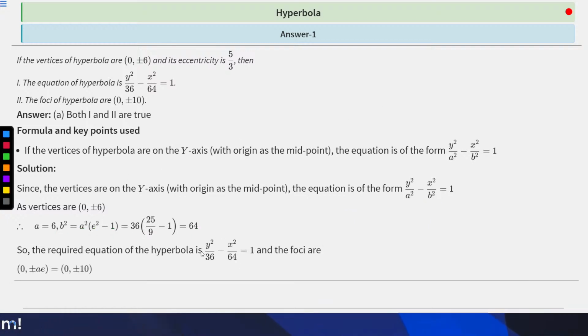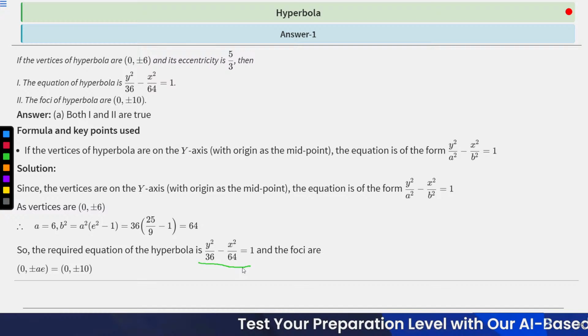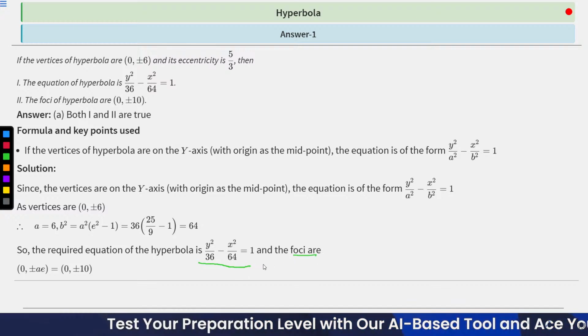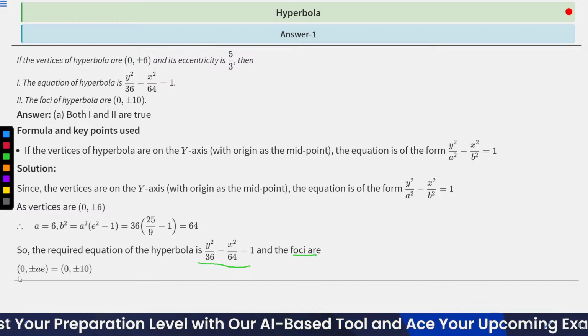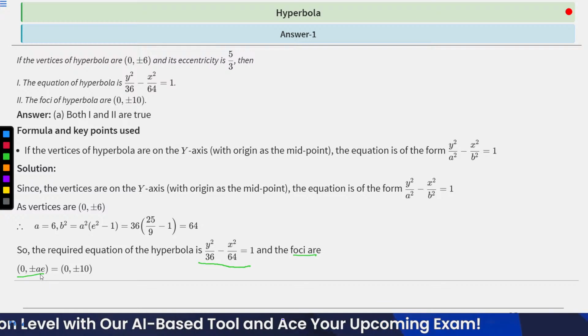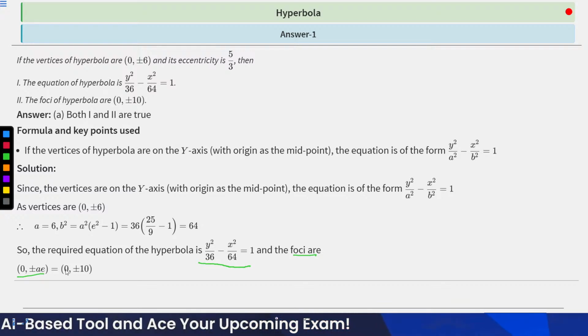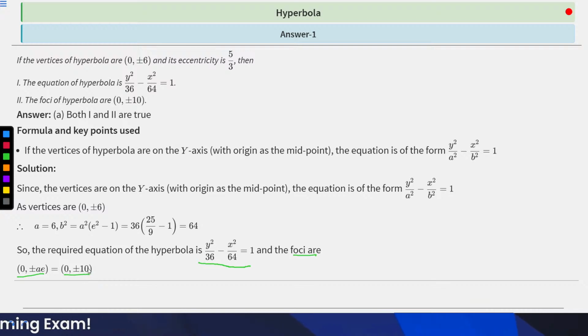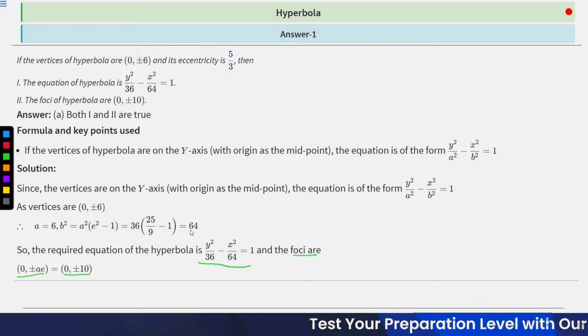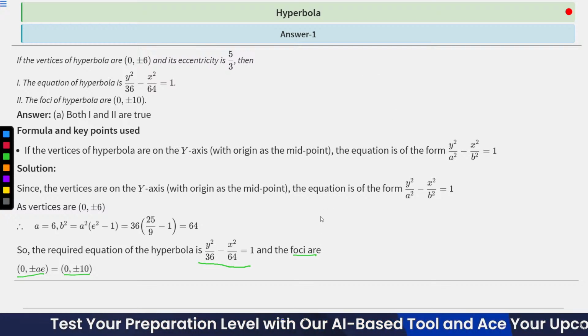So this gives you the required equation of the hyperbola y square by 36 minus x square by 64 is equals to 1, and the foci from here you can easily say will be 0 comma plus minus AE. A is 6, e is 5 by 3, this means 10. So 0 comma plus minus 10 will be your coordinates for the foci. That's why both the statements are true. Okay, so let me just provide you another question.